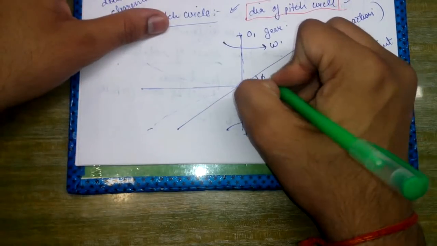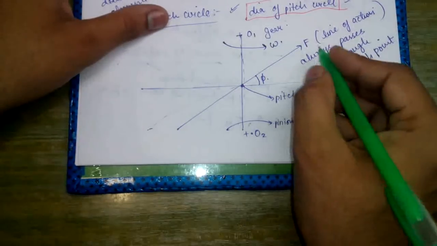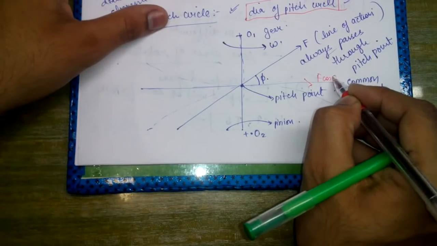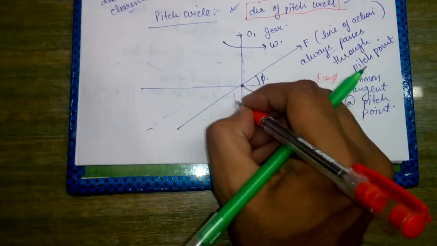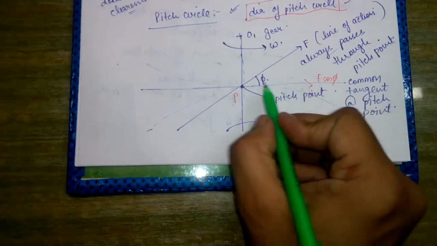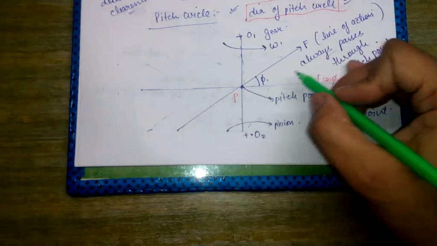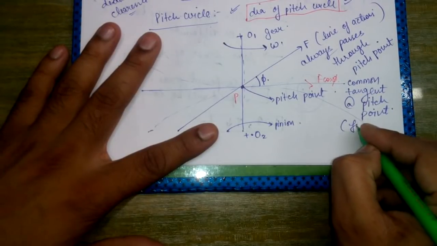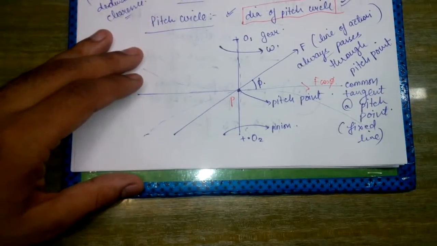This angle is phi, and this phi is called the pressure angle. So if we resolve F, it will have F cos phi in this direction, and this point is called P. P is actually the pitch point. Okay, so this is the common tangent at the point of contact, and this is the line of action, and it is always passing through the pitch point. And this common tangent is actually a fixed line. It will always be a fixed line.